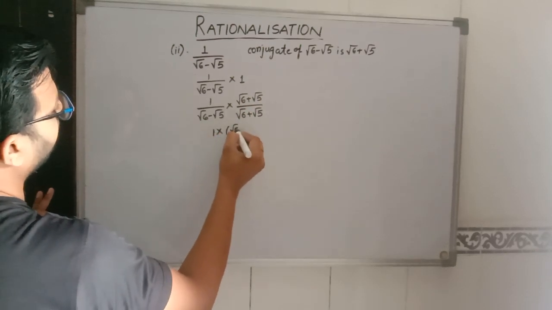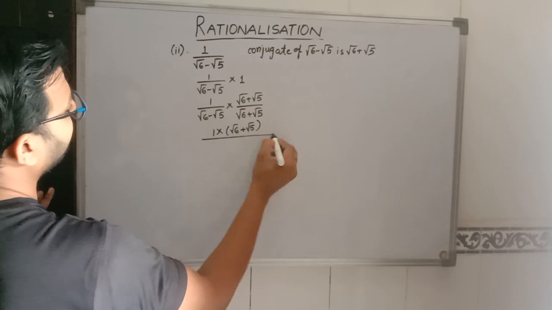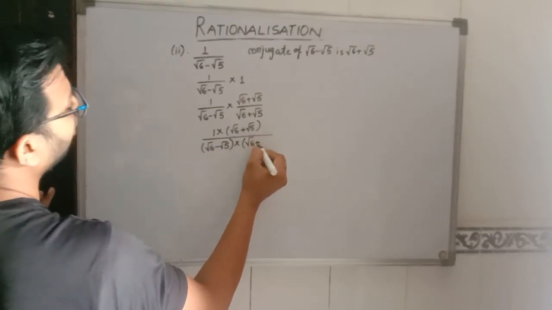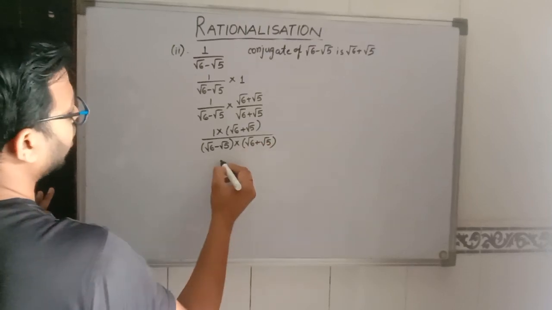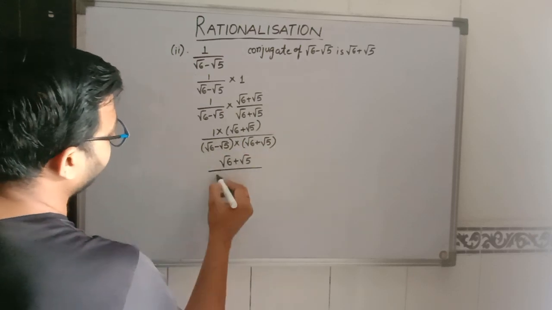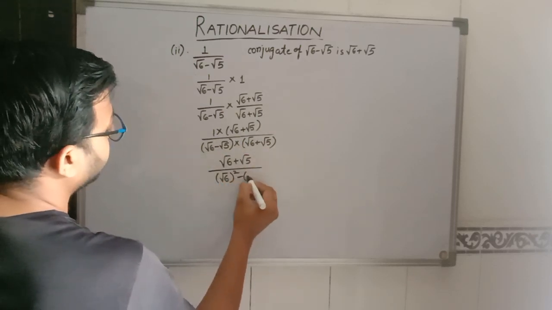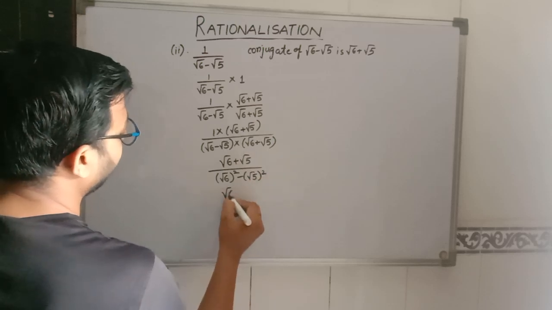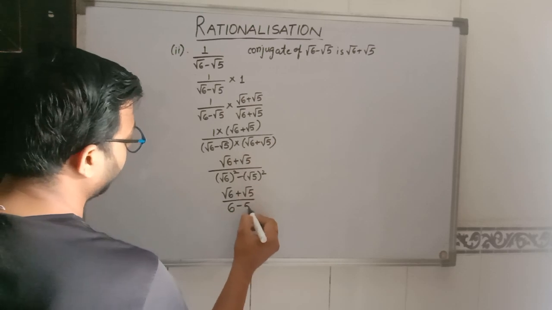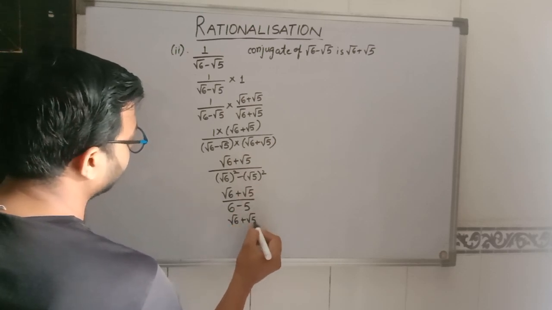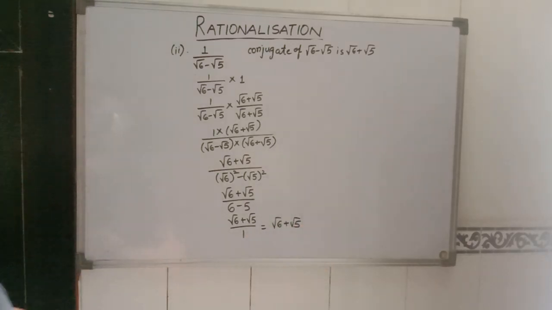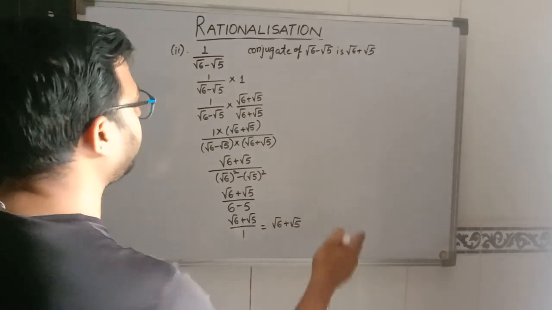Now 1 multiplied by root 6 plus root 5, and in the denominator root 6 minus root 5 is multiplied by root 6 plus root 5. Now the numerator will come the same because 1 is multiplying here. A minus b, a plus b, again a square minus b square. The numerator will remain the same, root 6 plus root 5. Root 6 whole square is 6, root 5 whole square is 5. So 6 minus 5, the answer will be 1, and when the denominator is 1, that number can be written without a denominator. So the complete answer is root 6 plus root 5.